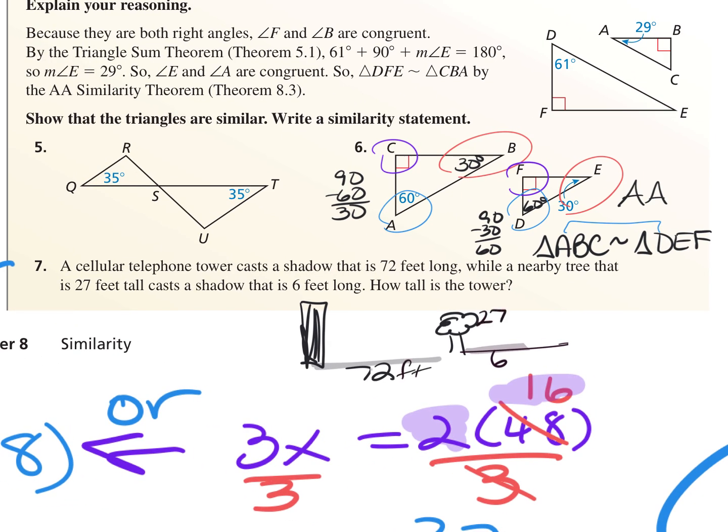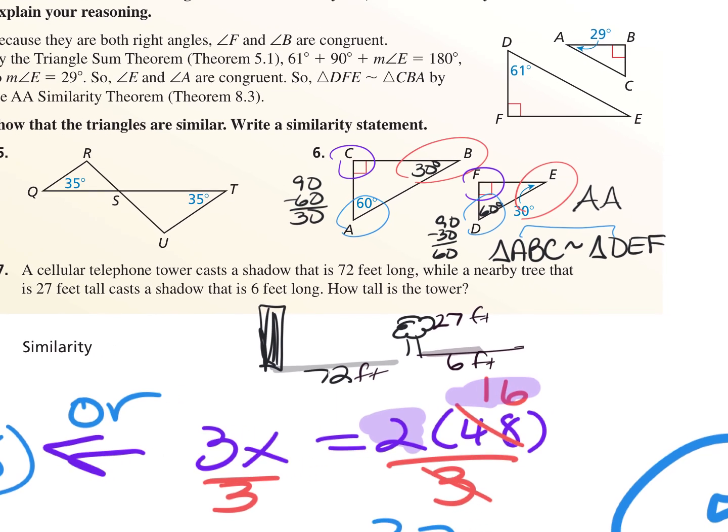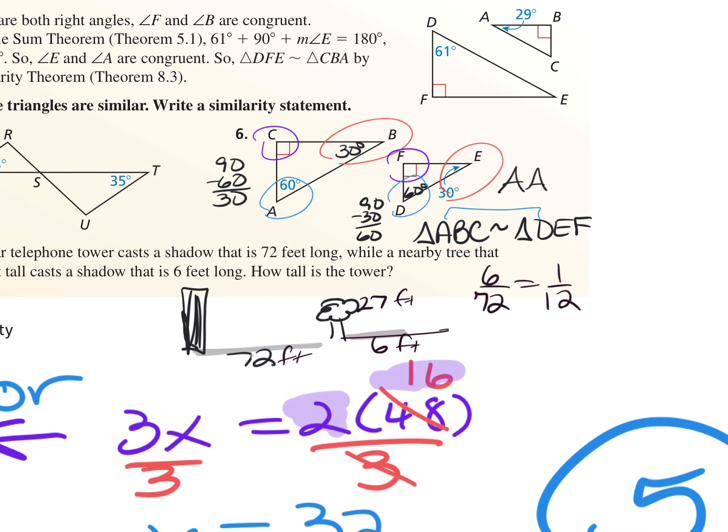So what I need to do here is match the corresponding sides. So I could match the 2 shadows. So 6 over 72 simplifies to 1 to 12. Then I'm going to take that 1 to 12 and I'm going to match the heights. So since I did right over left, when I go to set it up, I'm going to do 27 over x. I'm going to do the cross products. 12 times 27, 1 times x, and I get x is equal to 324 feet for the height of the cell tower.